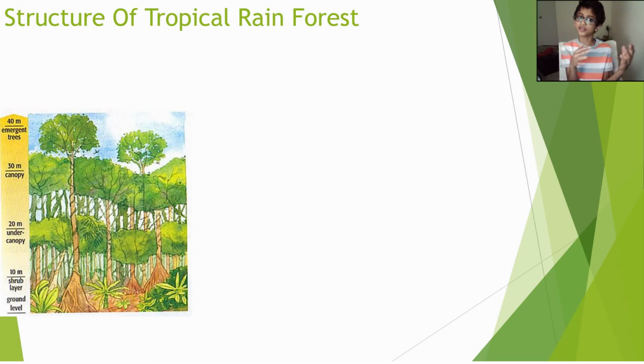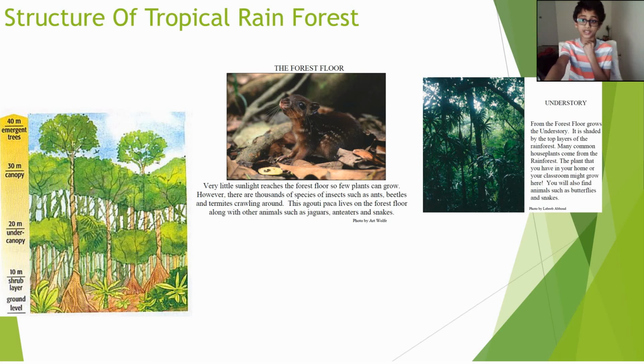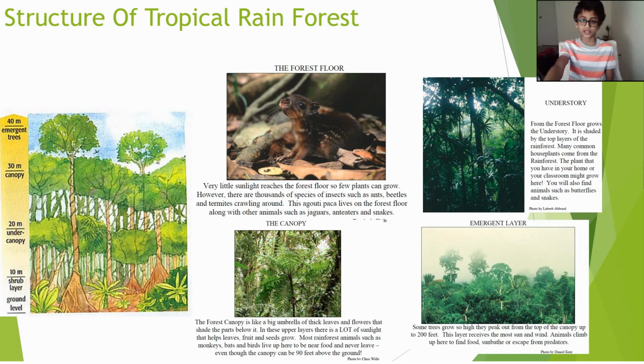So now we go on to the structure of the tropical rainforest ecosystem. This is divided into 4 layers. The ground level or shrub layer, the first one. The under canopy or understory, second one. The canopy, third one, and the emergent trees, the fourth one. So these are 4 different layers in the structure of the tropical rainforest ecosystem. First, let's start with the forest floor and the ground level and the shrub layer.